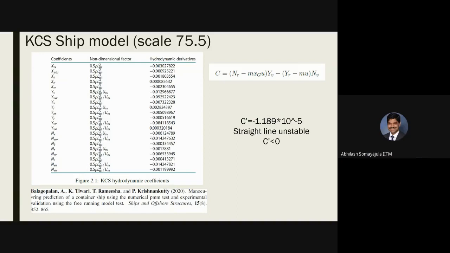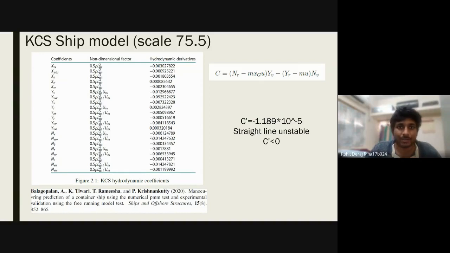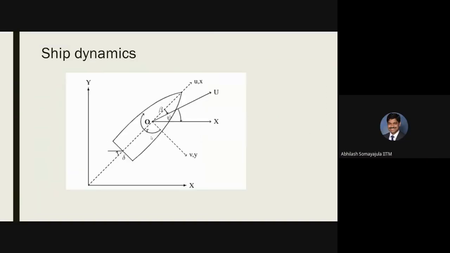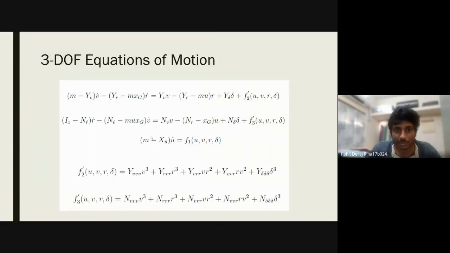So you wanted to match the turning circle radius of the paper because you don't know what the coefficients for the rudder are. You tune them so that the turning circle matches. Yes, sir. That should be made explicitly clear. Okay.